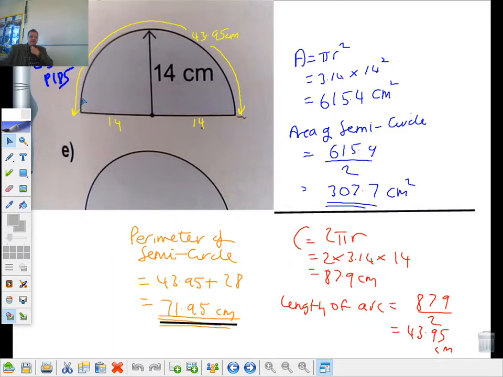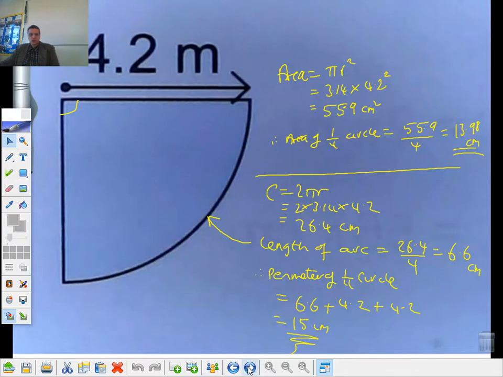And don't forget, for a full perimeter, we go around the arc, then across the base as well. These are two 14s, since 14 is a radius. Don't forget to add on the 28. So here it is down here, 43.95 plus the 28, and that is the full perimeter of that shape. Let's wind on again. Stop the video right now and take those notes, then you'll have confidence to do the others yourself. Here's one of these quarter circles.